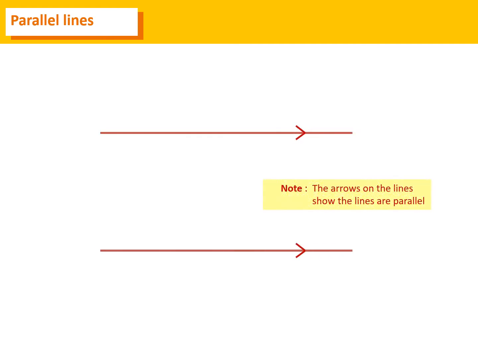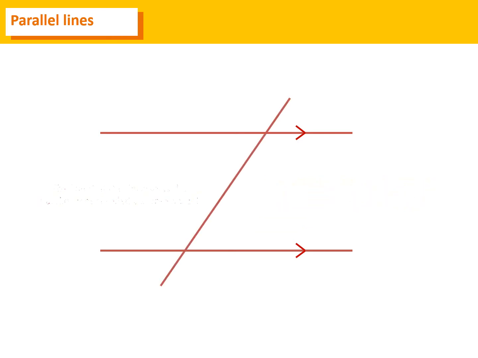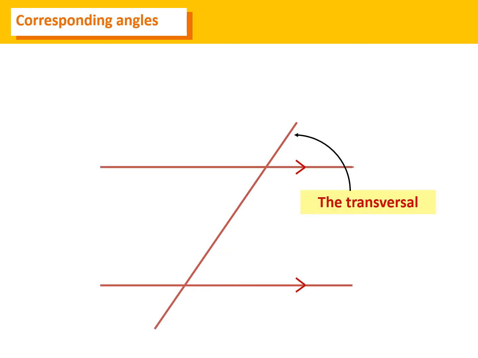Corresponding angles are formed by parallel lines. We know those two lines are parallel because the arrows on the lines indicate parallel lines. A line that cuts two parallel lines is called a transversal. Here are two parallel lines marked with arrows and the transversal.